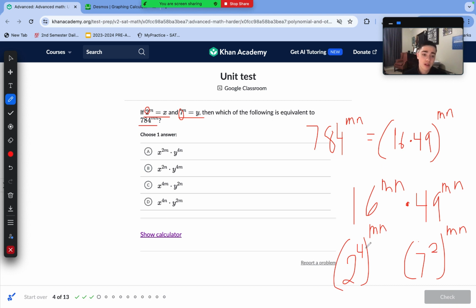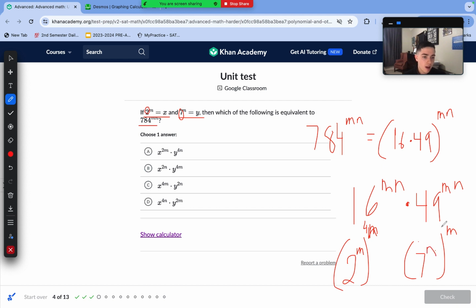At this point, we're just going to rearrange. We're going to move our 4 up, and our 2 up, and then our m down, and then our n down. We can do this. So this rearranges as 2 to the power of 4n up here, and then an m over here, and 7 to the power of n to the power of 2m.